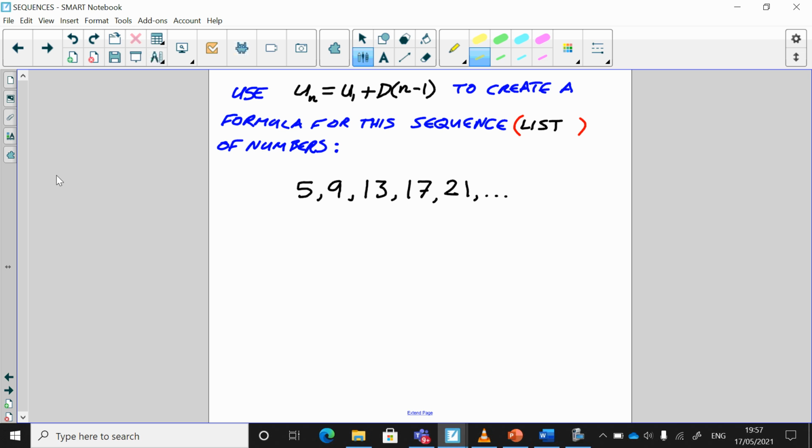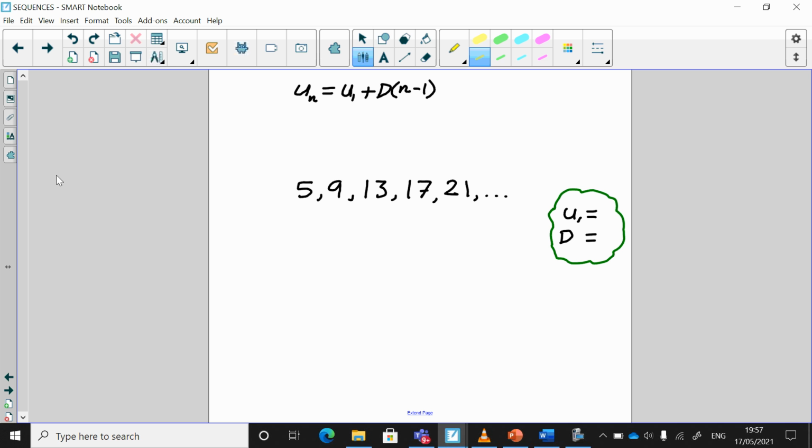Give us the list of numbers 5, 9, 13, 17, 21. What do you spot? Starting at 5, that'd be U1. Looks as if we're going up, by the way. Looks as if the numbers are increasing. Are they increasing by a set value here? Right, so U1, yep, and D, that's what we're looking for here. Start number's 5. Just pop that in there right away.